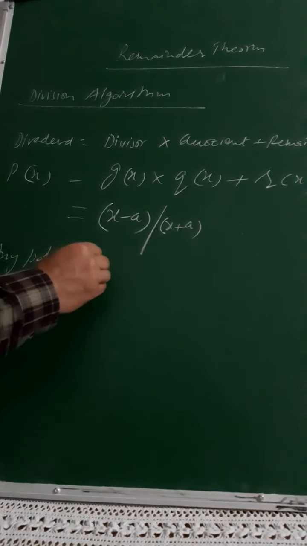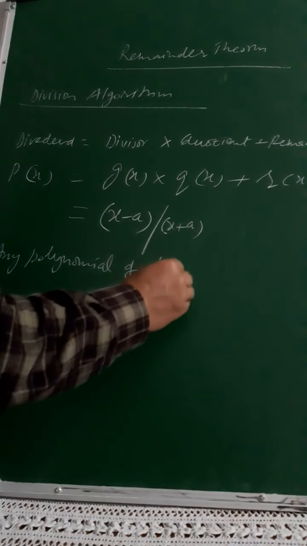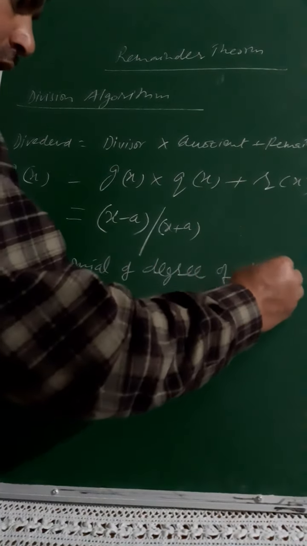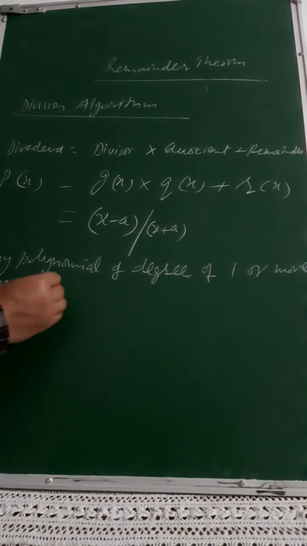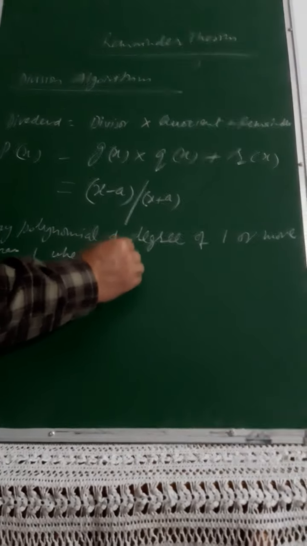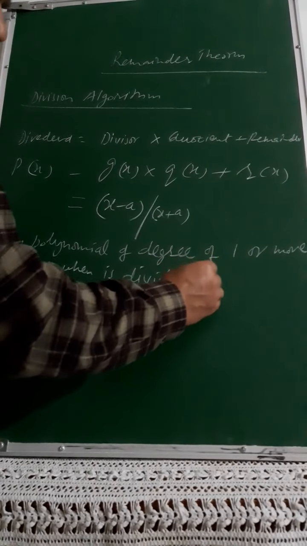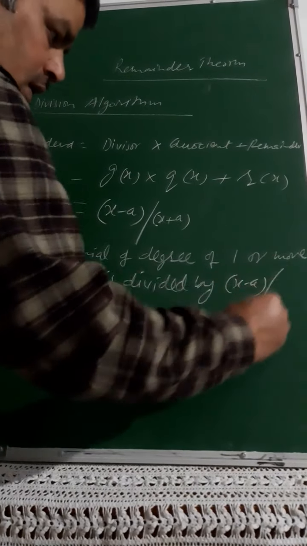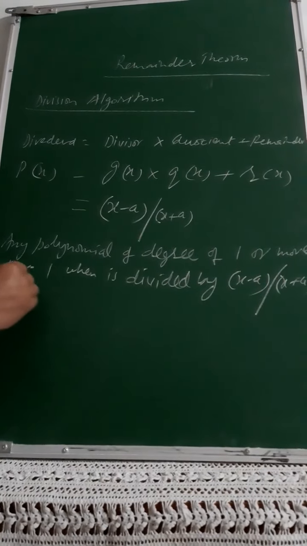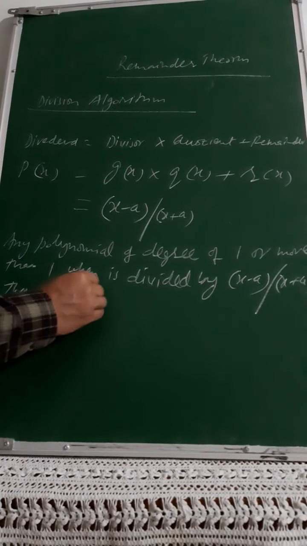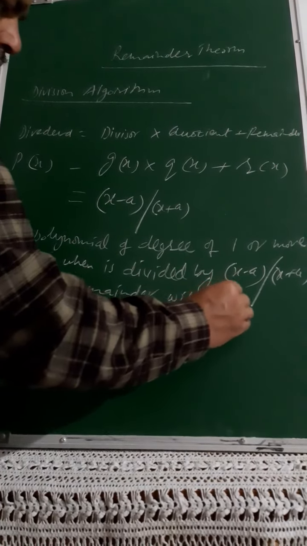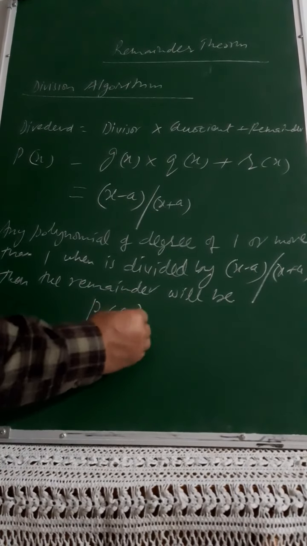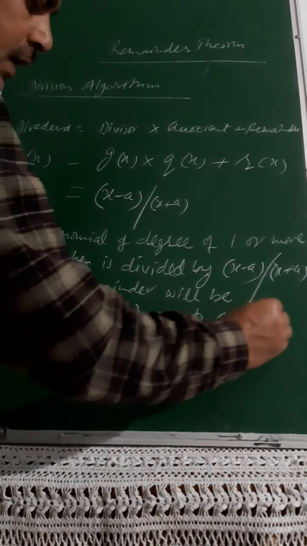Any polynomial of degree 1 or more than 1, when divided by either x minus a or x plus a, then the remainder will be, what will the remainder be? Either p(a) or p(minus a). This much is your syllabus. This much is your syllabus.